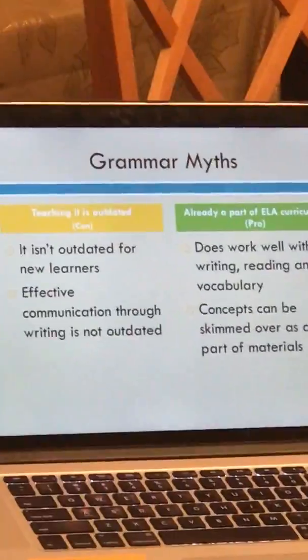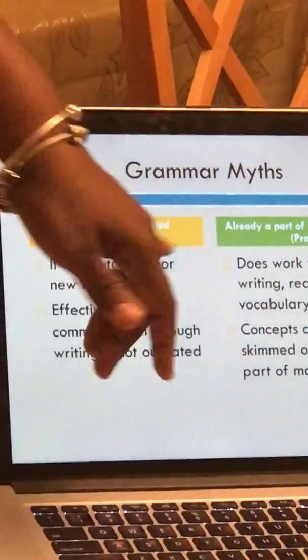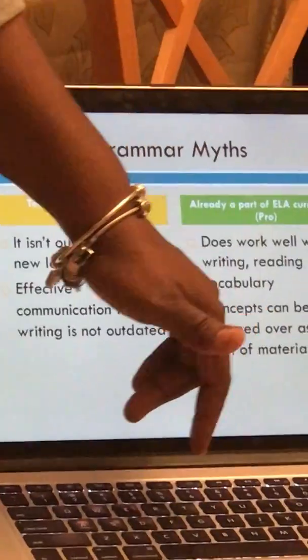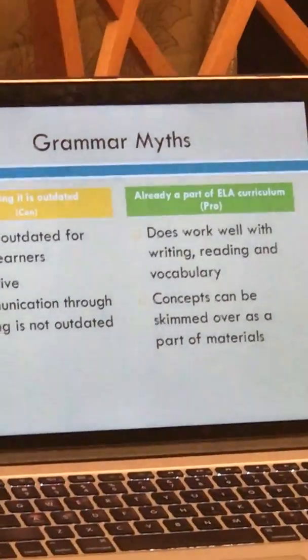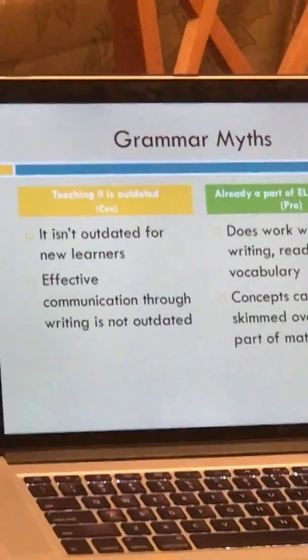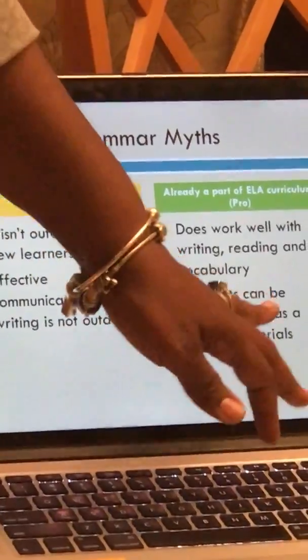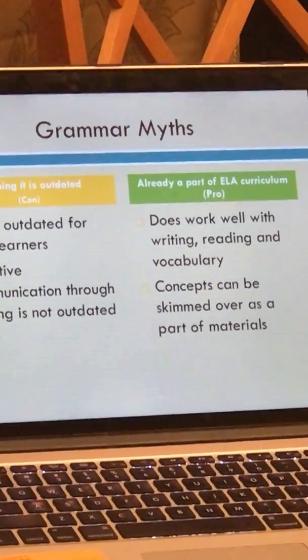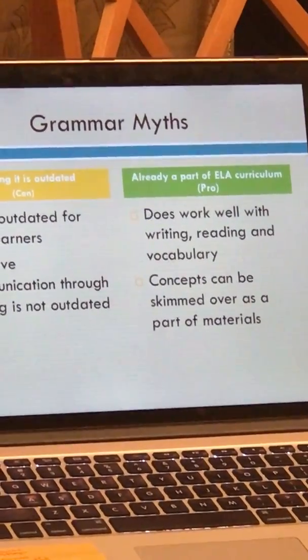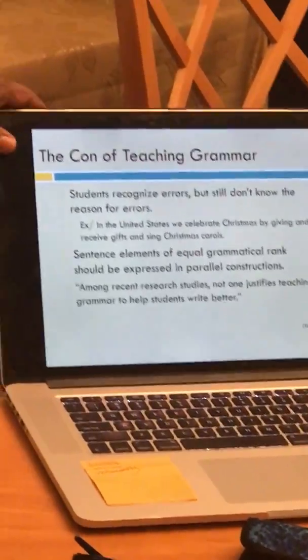However, sometimes teaching it in isolation can be better because it may not work well with the reading, writing, and vocabulary that's within your basals. Also, the concepts can be skimmed over as part of the materials. So if you're skimming through it, you're not really touching on the concrete of the grammar that you need. So that could be iffy.